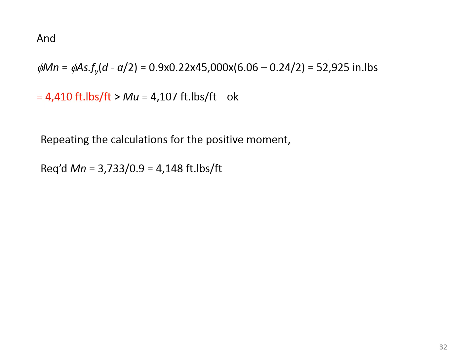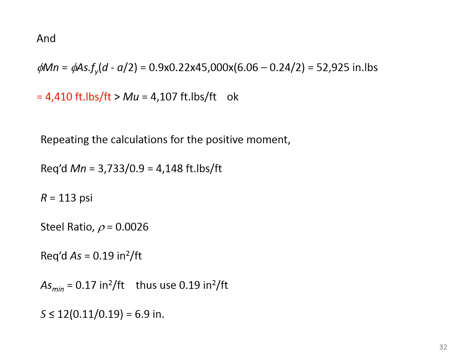Required positive moment is 4,148 foot-pounds per foot. Plugging that into the equation for R, we get R equal to 113. The steel ratio is 0.0026, and the required area of steel is 0.19 in this case, square inches per foot. Compared with the minimum amount, we use 0.19, and that gives us a spacing not greater than 6.9 inches.